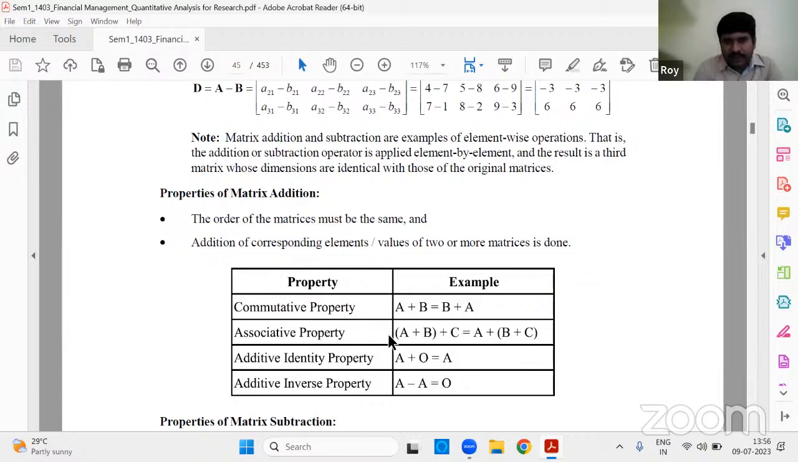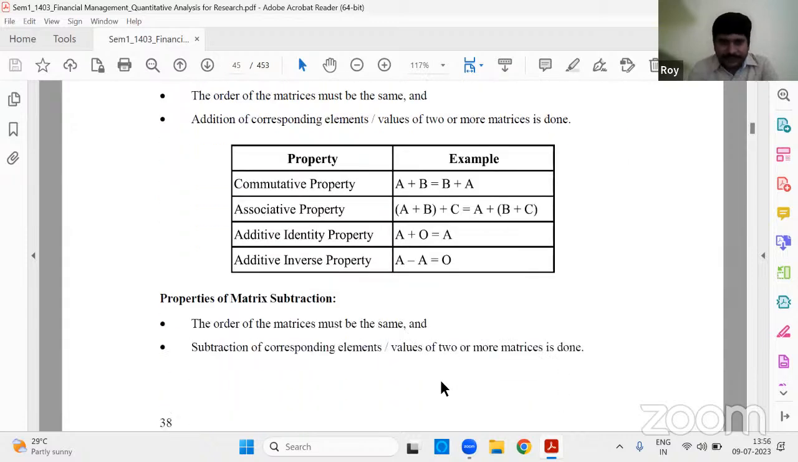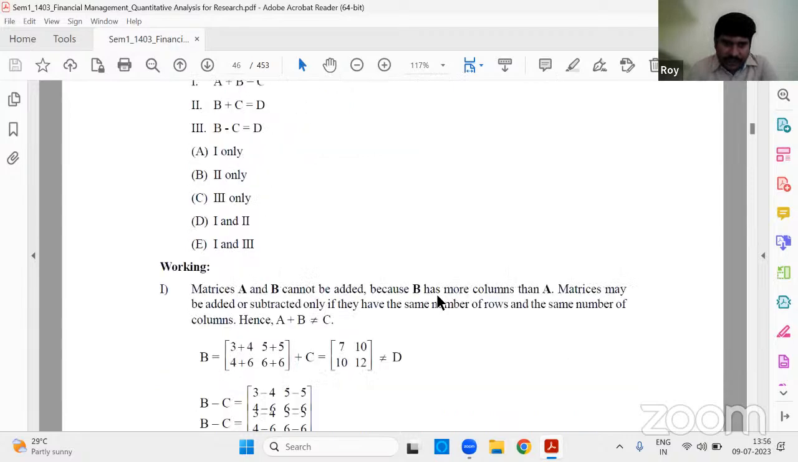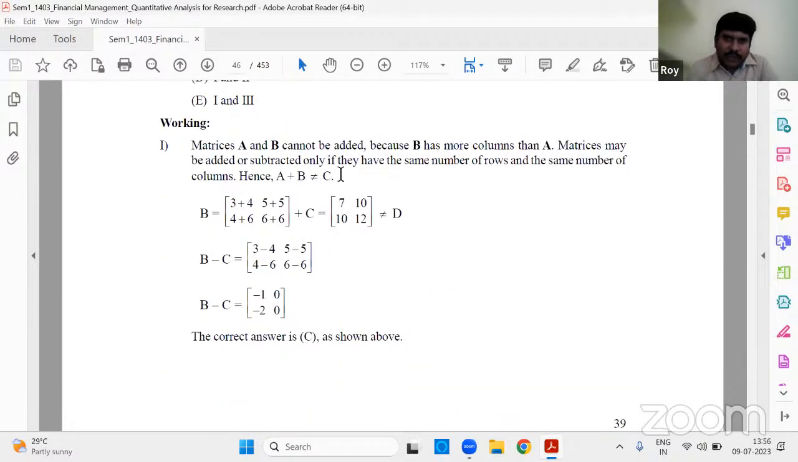Commutative property we can do, associative property we can do, additive identity property, A plus 0 is equal to A. Additive inverse property, A minus A is equal to 0. Right? Matrix subtraction also we can do this. A minus B is not equal to B minus A. Go through this, you will understand this. Easy thing to understand. A and B cannot be added because A has more columns than B. Matrices may be added or subtracted only if they have the same number of rows and same number of columns. Hence, A plus B is not equal to C.